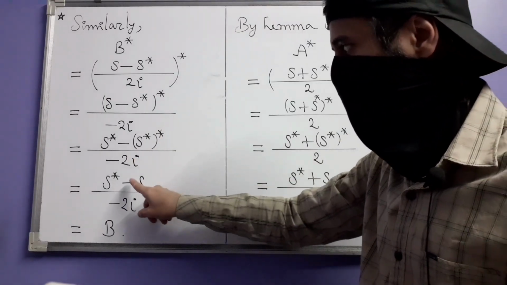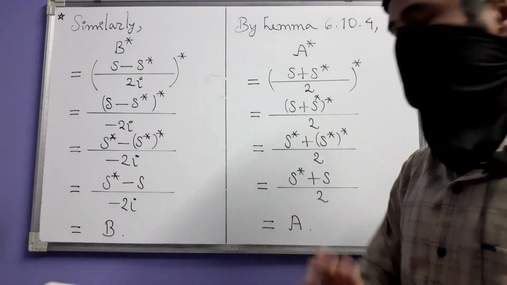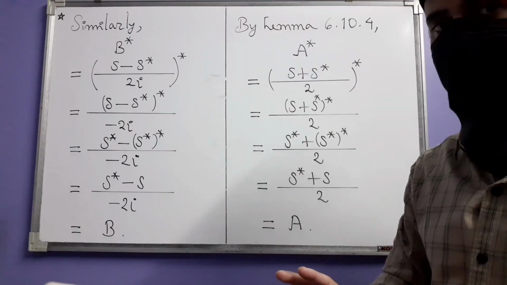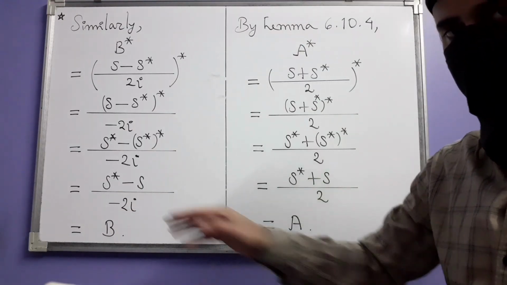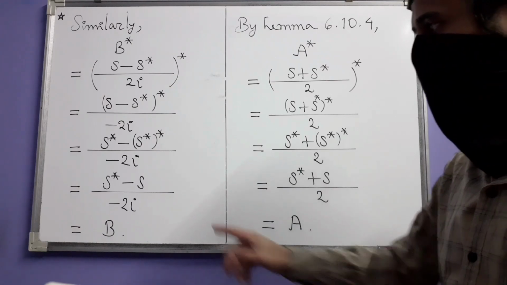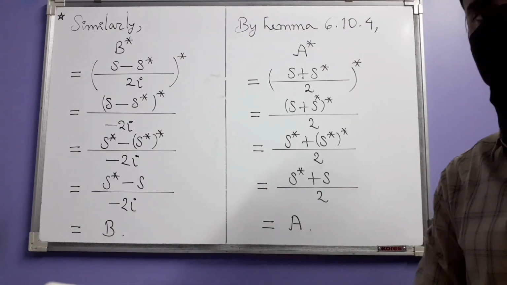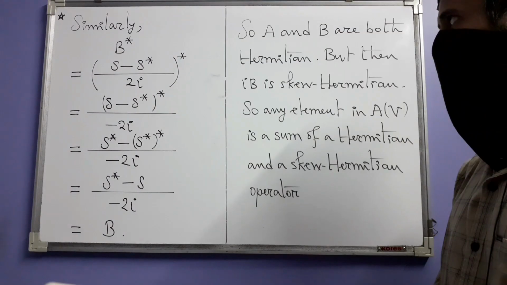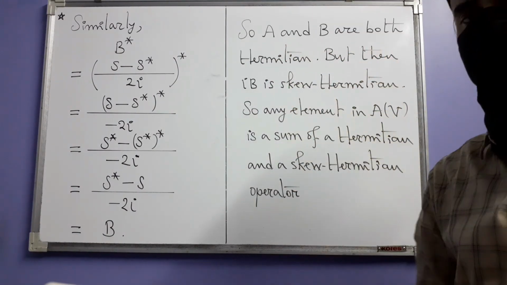Now note that here, unlike this one, you are getting S star minus S. That's not exactly equal to S minus S star. However, you already have a minus in the denominator. So things get adjusted and you again get B. So yes, B is also Hermitian or self-adjoint. And we write the conclusion here. So A and B are both Hermitian.